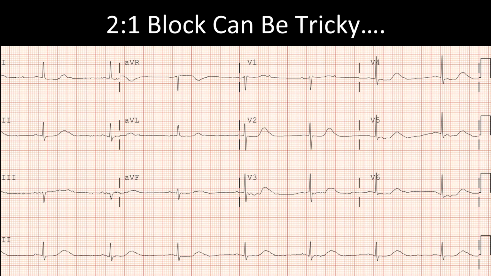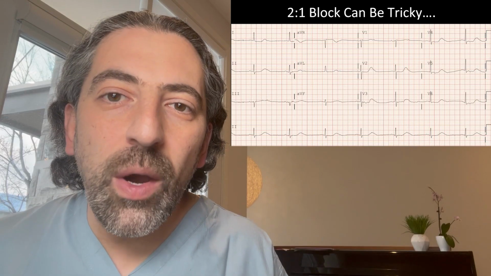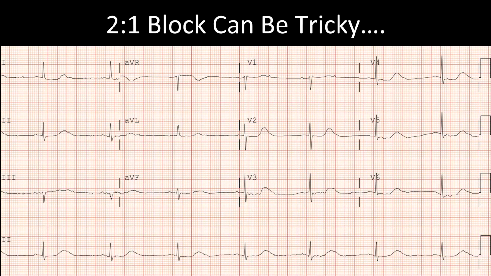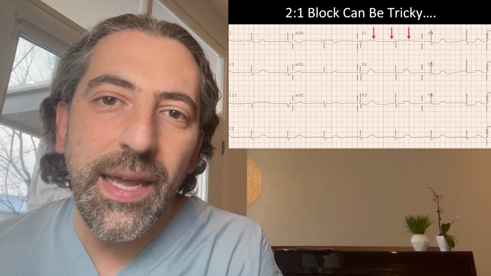Now, 2-to-1 heart block can be tricky to recognize. And in this particular example, if we simply look at lead 1 and lead 2, we may think that this is sinus bradycardia, and bradycardia due to a problem in the sinus node. However, lead V1 is very useful to see hidden P waves. And if we look at lead V1, we see that it's actually not sinus bradycardia. The sinus rate is normal, but every second P wave does not conduct to a QRS. So this is actually 2-to-1 AV block, and so it's second-degree AV block.